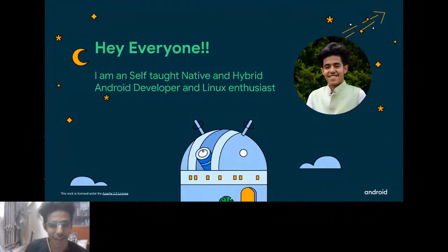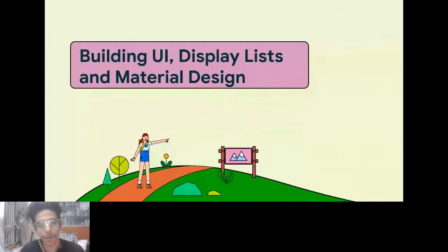So, no need of introduction again. Today we'll be building UI, obviously, displaying lists, and using Material Design. Google introduced Material Design in 2015 to standardize app looks across the platform.